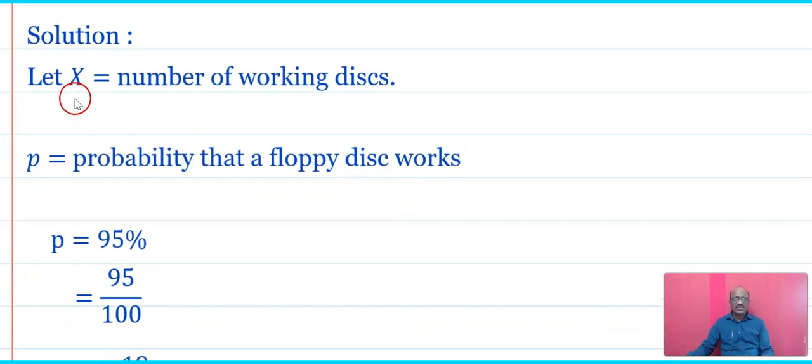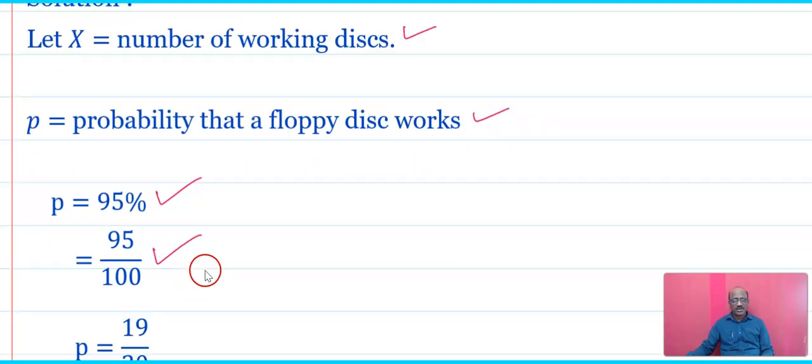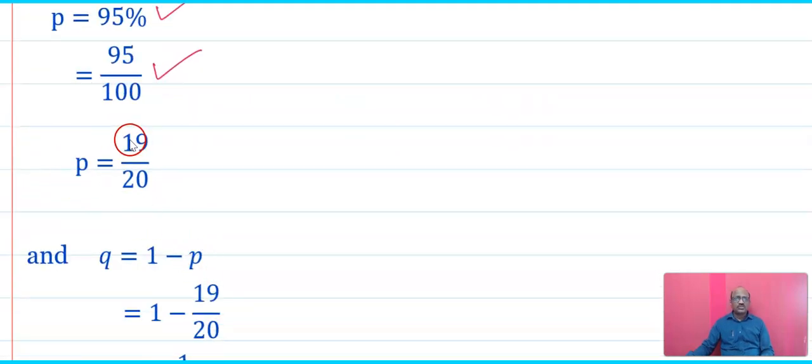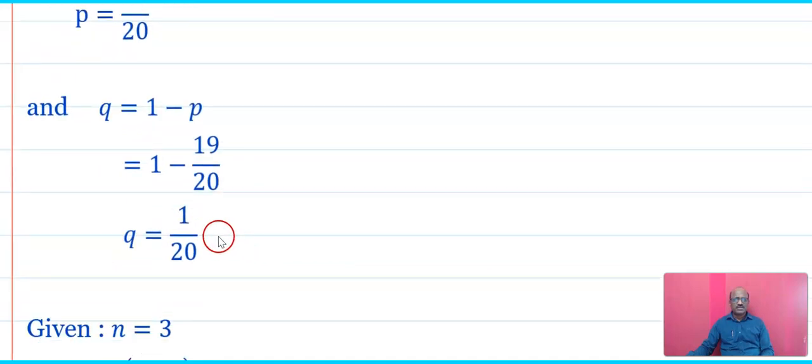Now see this here. X is the number of disks that are working. P is the probability that a floppy works. What is the probability? 95% means 95 upon 100. That is, P is equal to 19 upon 20, after simplifying. And Q is equal to 1 minus P. That is, Q is equal to 1 minus 19 upon 20. If you simplify, you will get 1 upon 20.